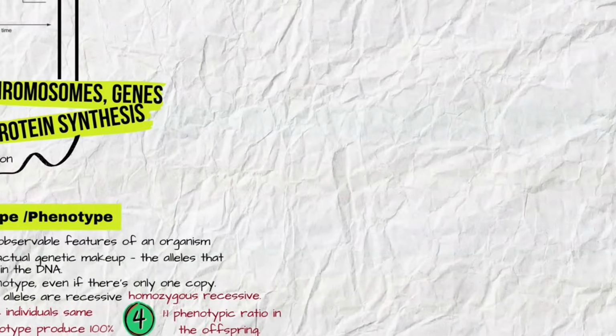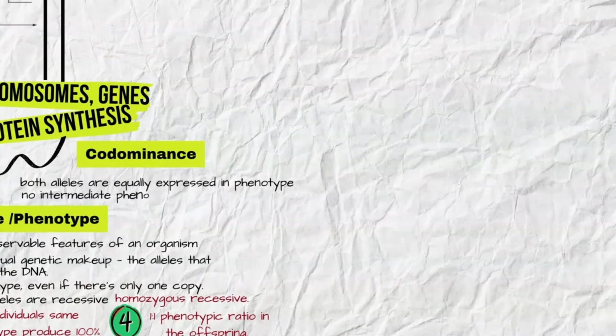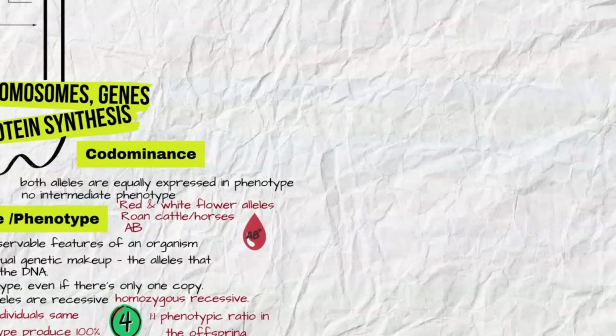Subtopic 4, Codominance. Codominance means both alleles are equally expressed in the phenotype. There is no intermediate phenotype. Both traits appear side by side, not blended. Key examples you must know. Red and white flower alleles give pink flowers. Roan cattle or horses show both red and white hairs together. AB blood group shows codominance between A and B alleles.